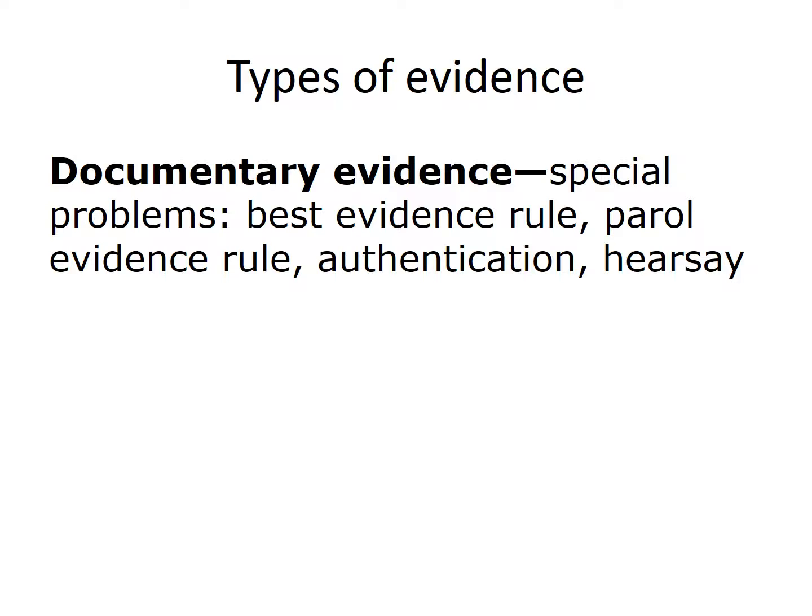And there are special problems, and some of them I'm going to talk about later on briefly: the best evidence rule and the parole evidence rule. Best evidence means you have to use the original if you can possibly get it. You can't just introduce copies of documents if the original is available. Parole evidence rule has to do with contract cases, and I'm going to explain that in a bit. Again, documents have to be authenticated, and they are also subject to the hearsay rule. And you'll understand why when I tell you what hearsay is. But documents are almost always hearsay, and they have to satisfy exceptions to the hearsay rule.